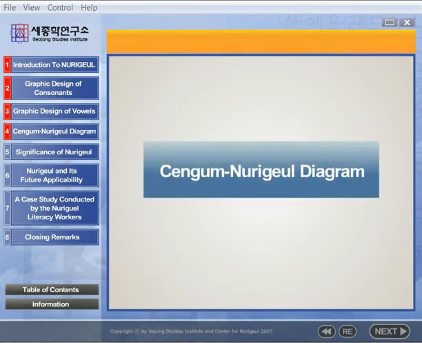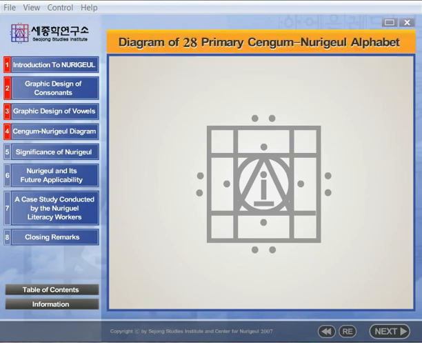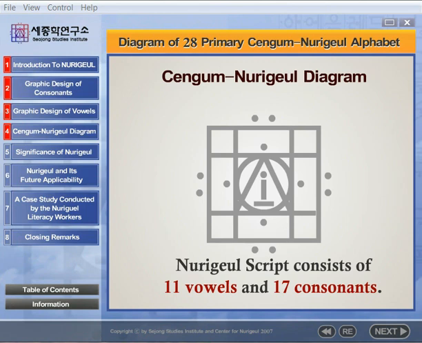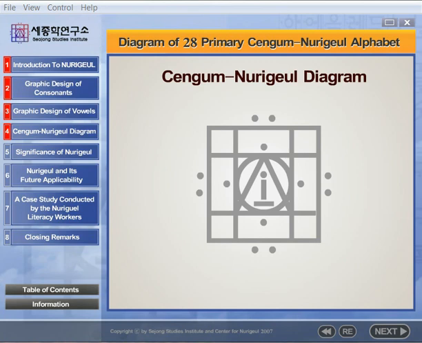Chungum Nurigle diagram. Let us take a look at this diagram of Chungum Nurigle alphabet. This illustration is a diagram to help us visualize the design principle of the Korean alphabet of 1446 at a glance. It is an emblematized blueprint of Sejong's primary Nurigle script, which consists of 11 vowels and 17 consonants. Of the 11 vowels, the cardinal 3 vowels 으, 아, and 이, are in the center.